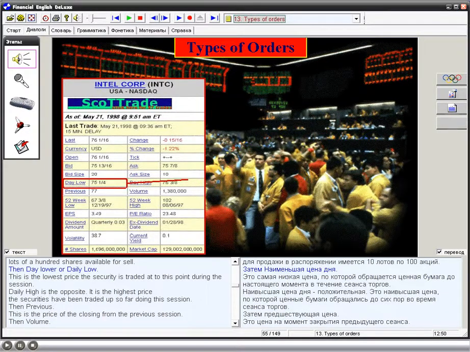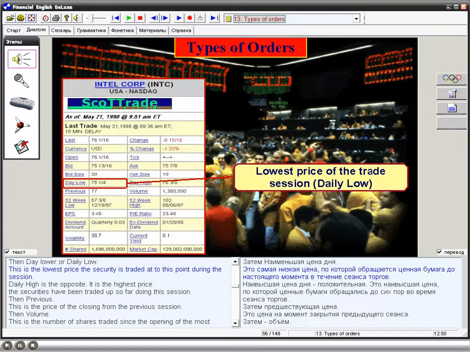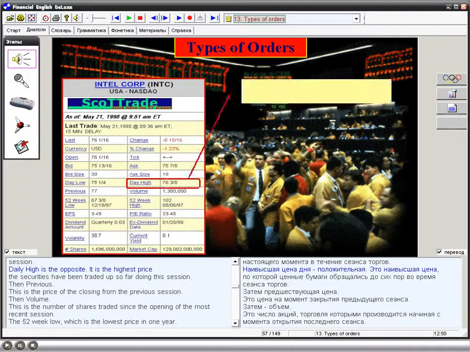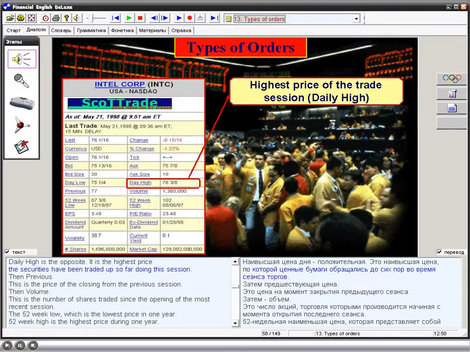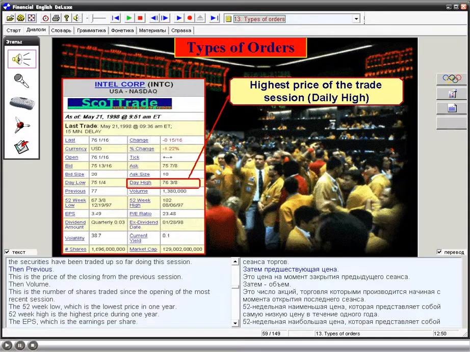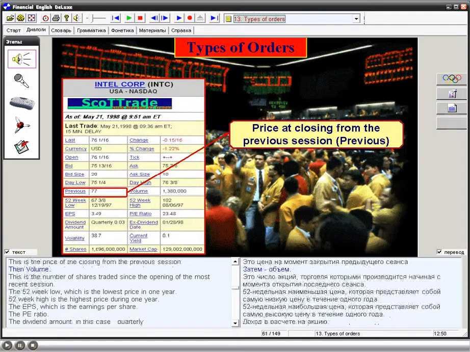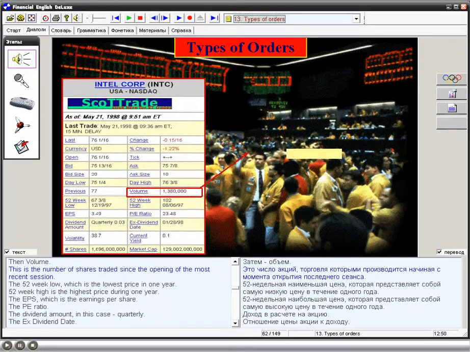Then day low, or daily low. This is the lowest price the security is traded at to this point during the session. Daily high is the opposite. It's the highest price the security has been traded at so far during this session. Then previous. This is the price at the closing from the previous session. Then volume. This is the number of shares traded since the opening of the most recent session.